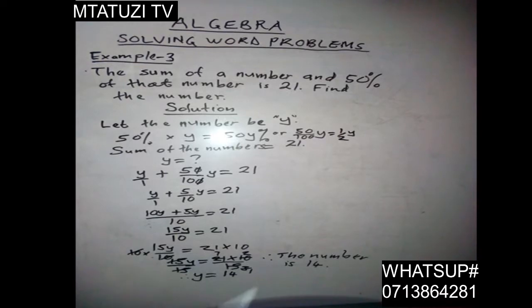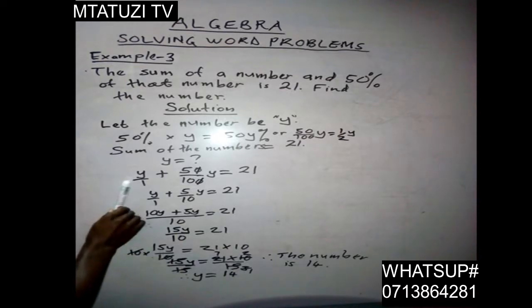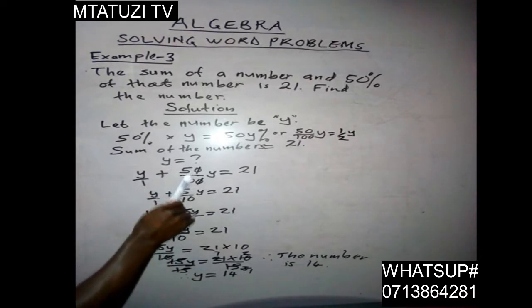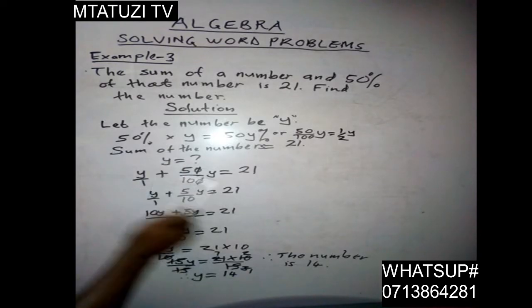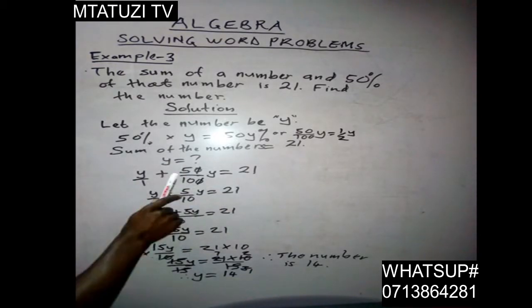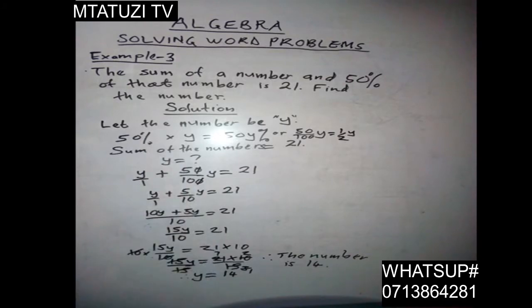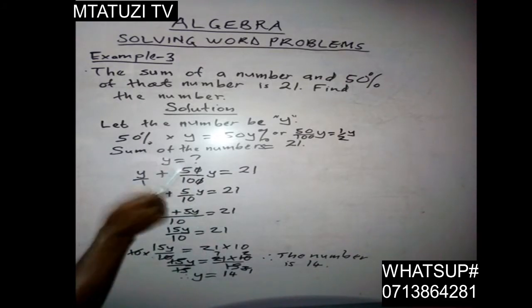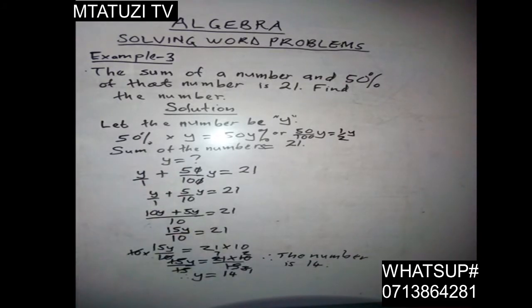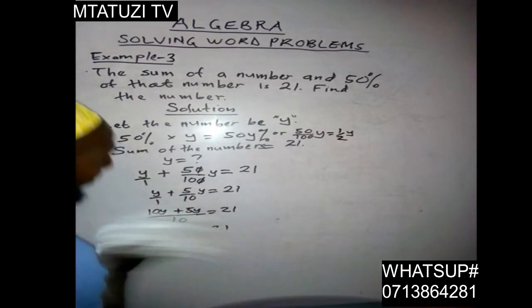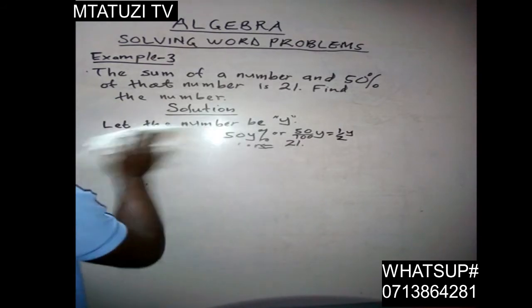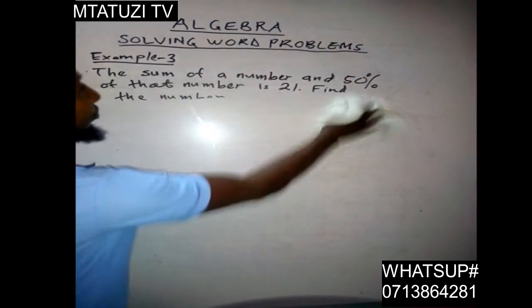Kwa hiyo jibu hapa ni 14, kwa sababu ukichukua 14 ukijumlisha asilimia 50 ya 14, asilimia 50 manake ni nusu. Kwa hiyo nusu ya 14 ni ngapi? 7. Kwa hiyo ukichukua 14 jumlisha 7 unapata 21. Kwa hiyo hapo nadhani nimeeleweka. Hii ilikuwa ni example number 3. Twende tukaangalie example number 4. Swali la mwisho kwa mifano kama hii.